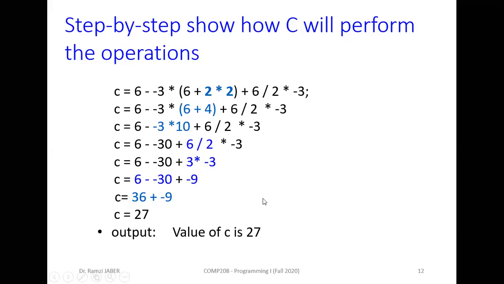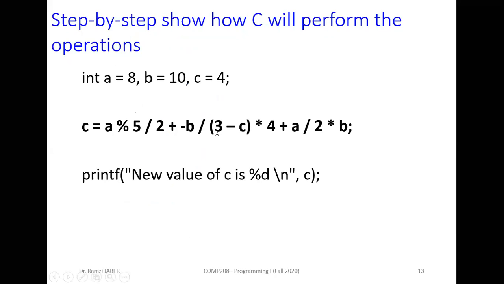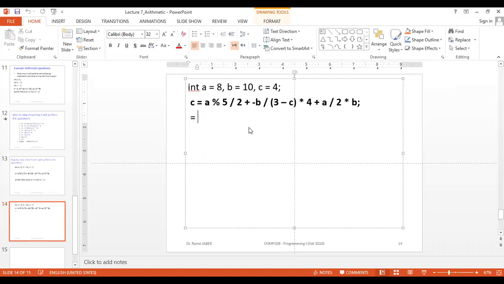Okay, another example. Step by step, show how, with int a equal 8, b equal 10, c equal 4, this big arithmetic expression is evaluated. What is the value? First step, we must replace the values. We'll work on this together. So first step, we replace the initial values.